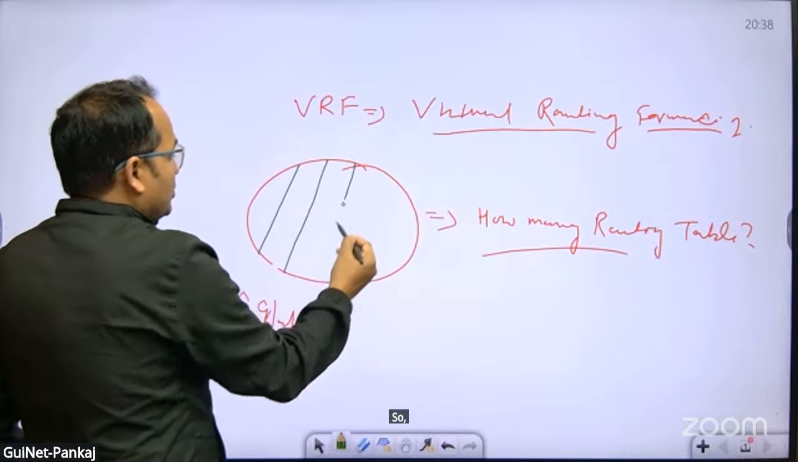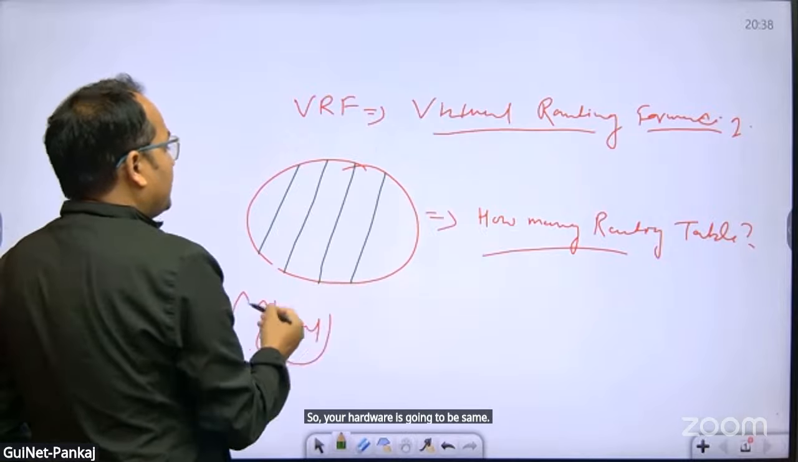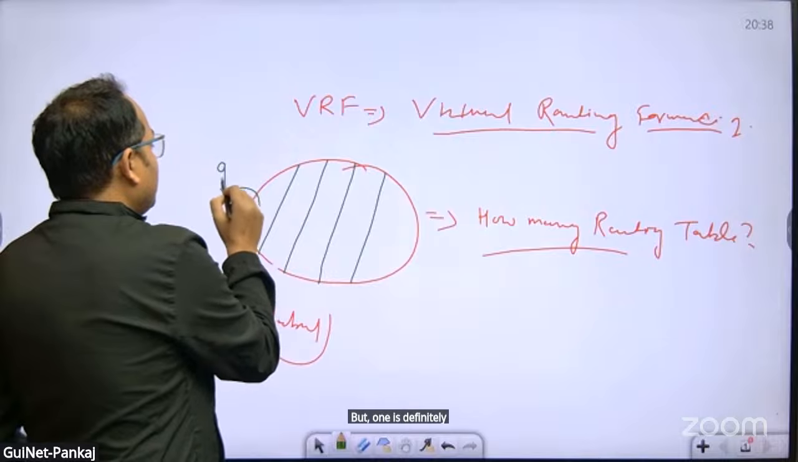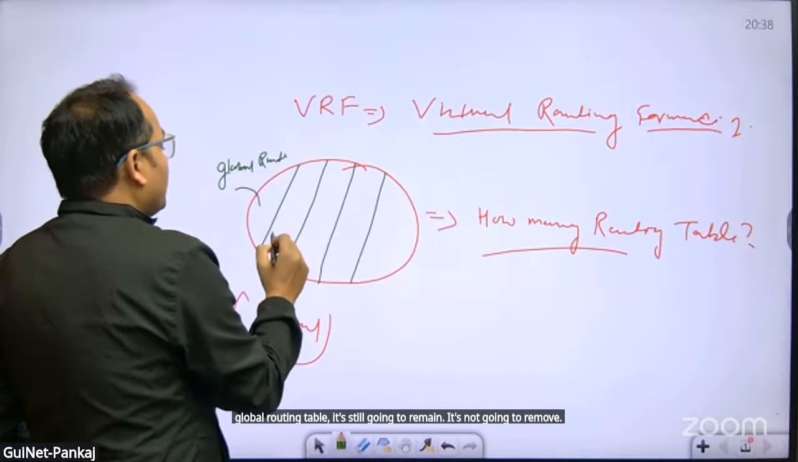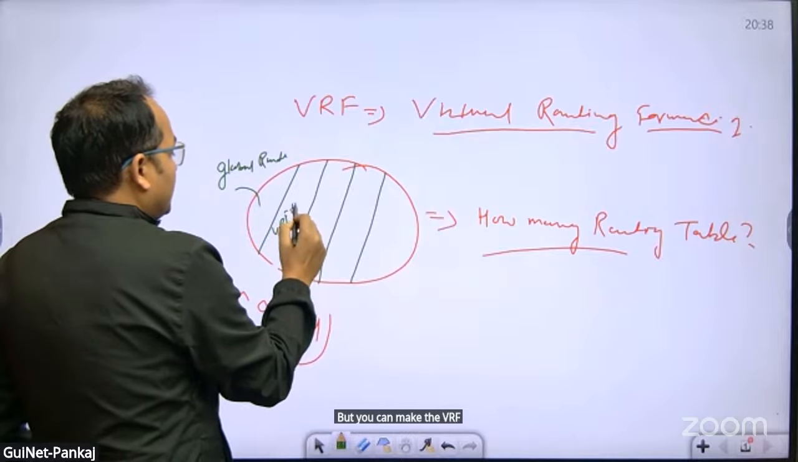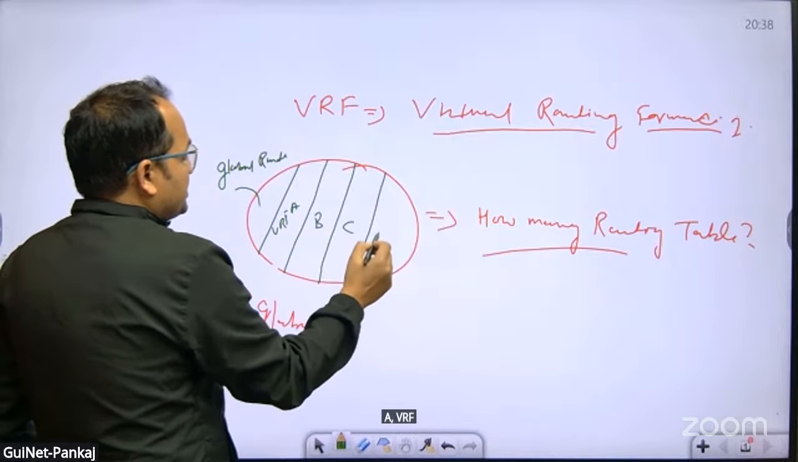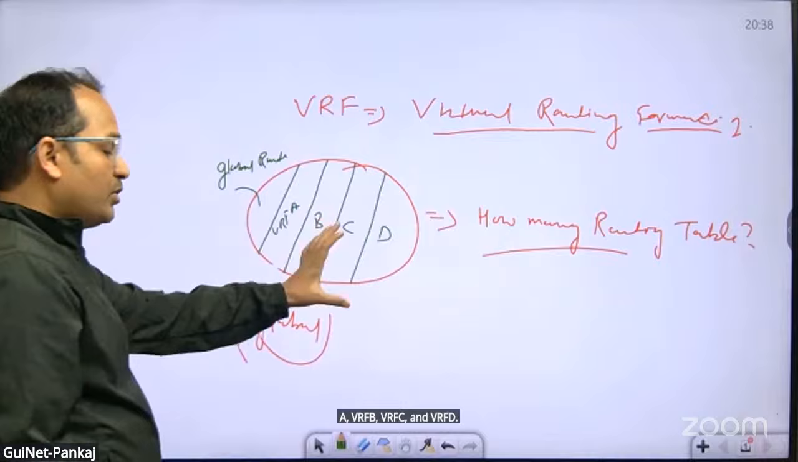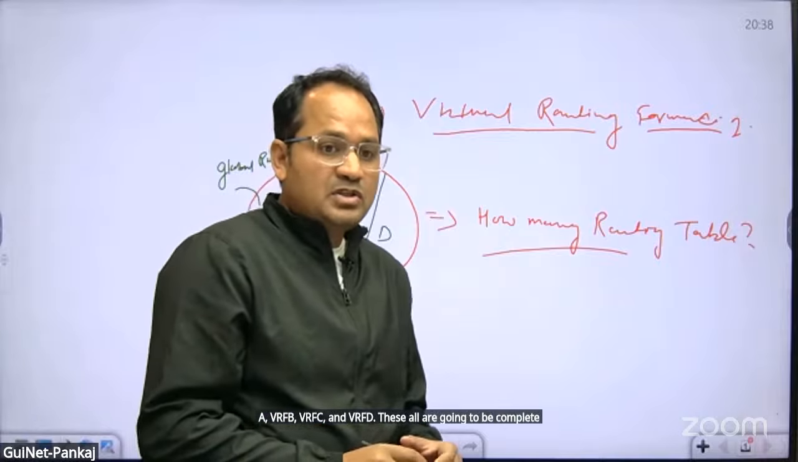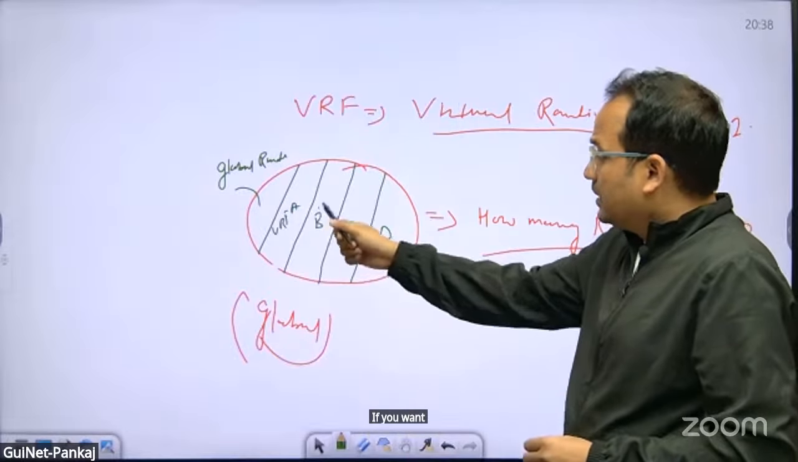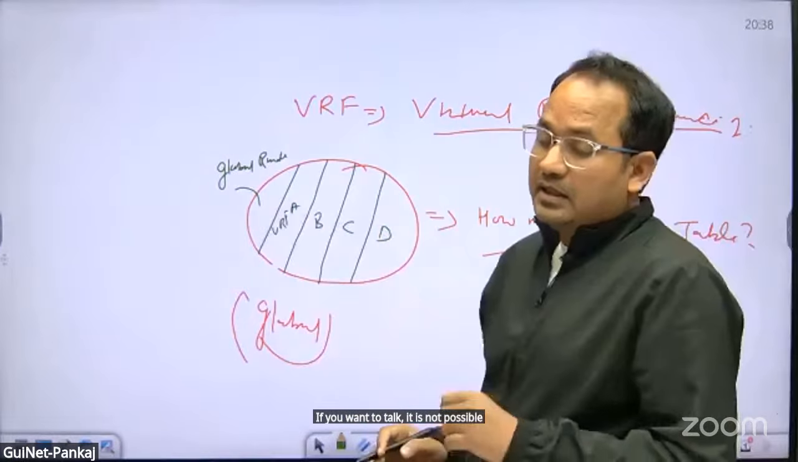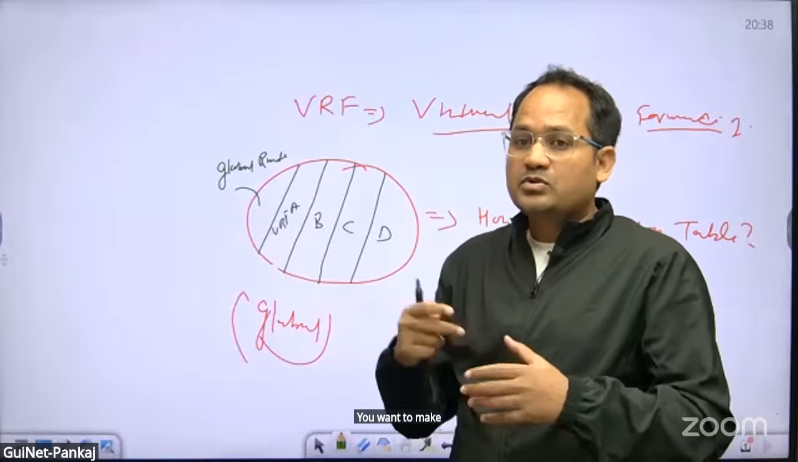So your hardware is going to be the same, but one is definitely going to be the global routing table. It's still going to remain; it's not going to be removed. But you can make VRF A, VRF B, VRF C, and VRF D. These are all going to be complete instances. Means one VRF cannot talk to another VRF. If you want to talk, it is not possible within the router. If you want to make the communication, you have to use some interconnect.